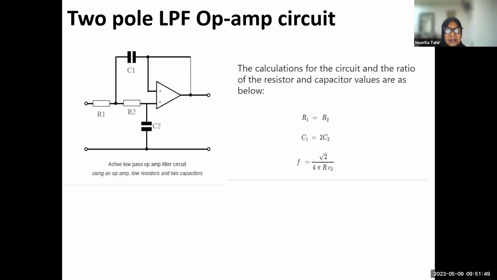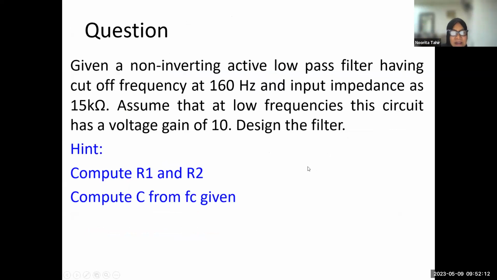This is another way of making a low pass filter, but we use two poles, meaning we have one capacitor and resistor combination here and another one here. If this is the case, we will assume that R1 is normally equal to R2 and C1 is 2 times C2, and this is how we compute the cut-off frequency.